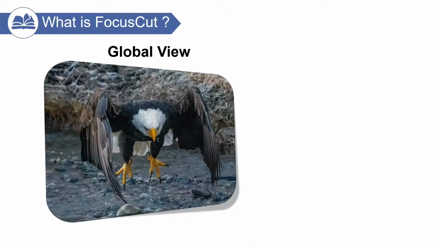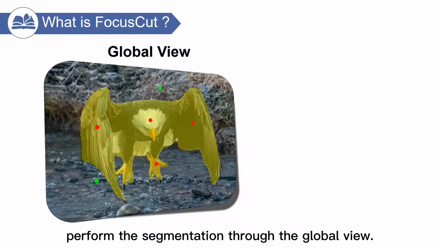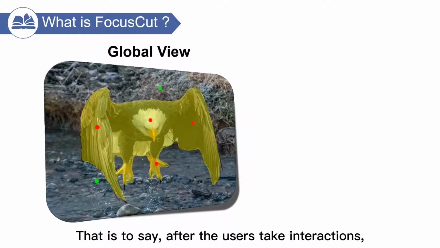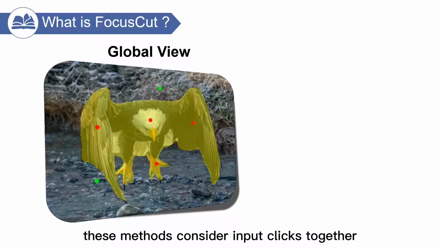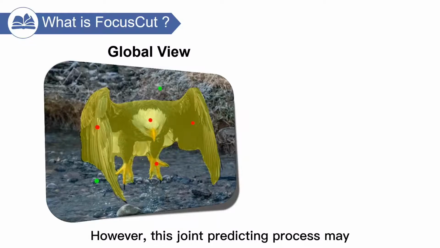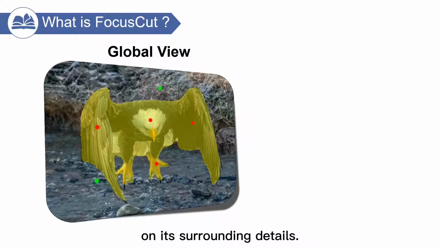Here, we will introduce our FocusCut. Let's take a look at how most of the current methods do it. We observe that current methods only perform the segmentation through the global view. That is to say, after the users take interactions, these methods consider input clicks together to generate the global prediction. However, this joint predicting process may weaken the decisive effect of the newly input click on its surrounding details.